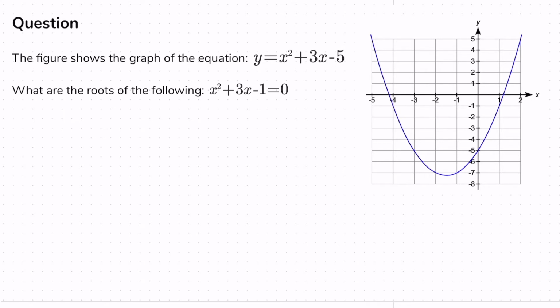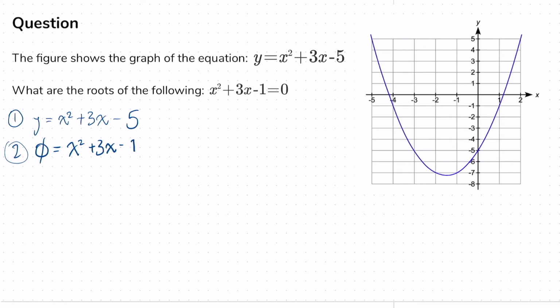Now, the way we're going to solve this is we are trying to make one of the sides of the equation the same as the other. So we've got two different expressions here. We've got one, y equals x squared plus 3x minus 5. And two is 0 equals x squared plus 3x minus 1.